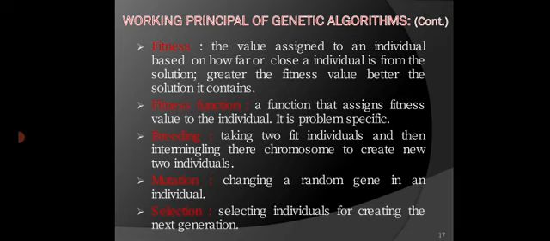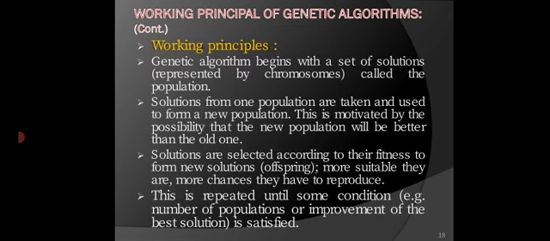Now breeding: taking two fit individuals and then intermixing their chromosomes to create two new individuals, right? Mutation is changing or randomizing genes in an individual. And then selection: selecting individuals for creating the next generation. So these are the terms which are used in genetic algorithm.